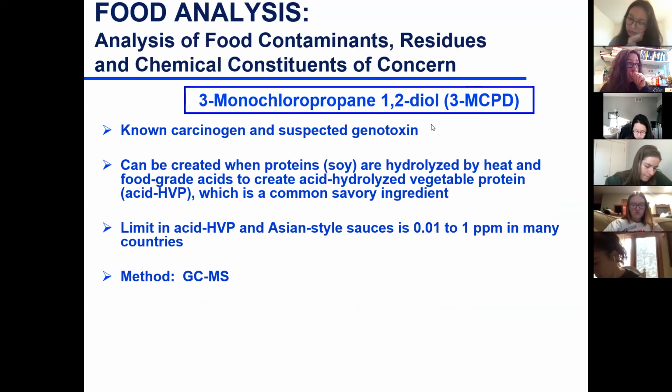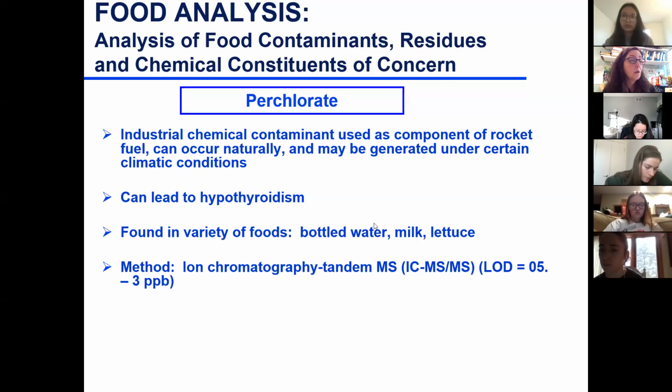Monochloropropane, this is formed when we hydrolyze proteins to produce hydrolyzed vegetable protein. So what happens is when you use HCl to hydrolyze, and if you have any residual fat, the residual fat will react with HCl and give you a monochloropropane product, which is a carcinogen and genotoxin. It is volatile, so it can be analyzed by GCMS.